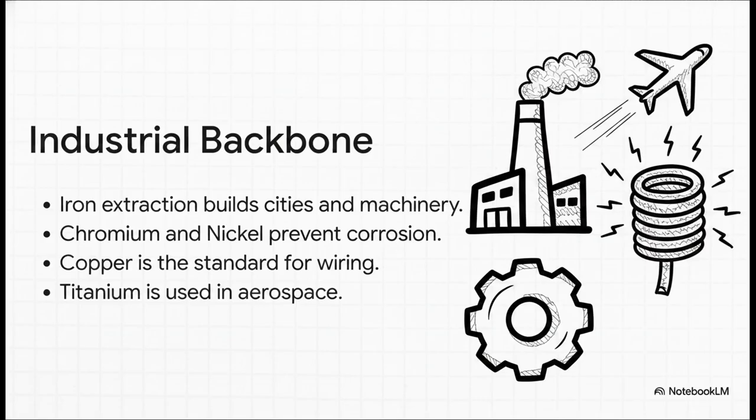And of course, beyond biology, these metals are the literal backbone of modern engineering and industry. We extract iron from hematite in massive blast furnaces to build our cities. We use the corrosion-resistant properties of chromium and nickel to plate our appliances. We string excellent conductors like copper across the globe to power our electrical grids. And we utilize lightweight, incredibly strong titanium for everything from aerospace engineering to life-saving medical implants.